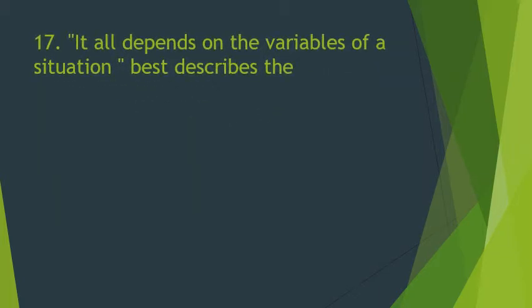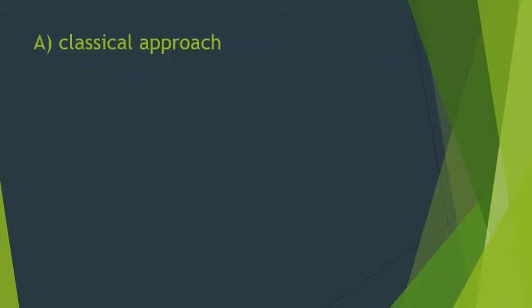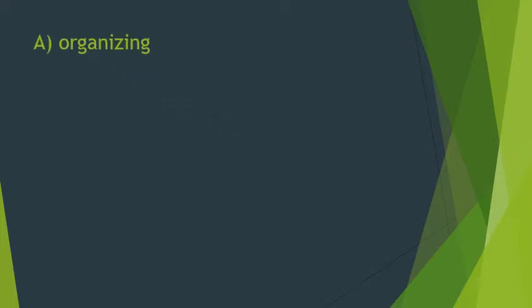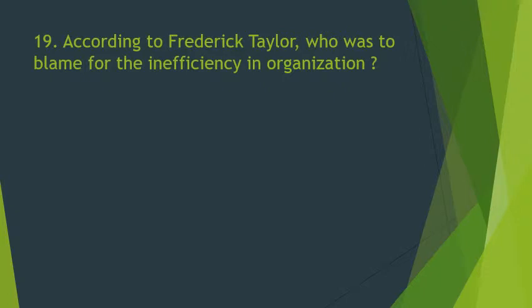17. "It all depends on the variables of a situation" best describes the: A. Classical approach, B. Human relation approach, C. Systems approach, D. Contingency approach. 18. Studying the future and arranging the means for dealing with it is part of the process of: A. Organizing, B. Commanding, C. Controlling, D. Planning.